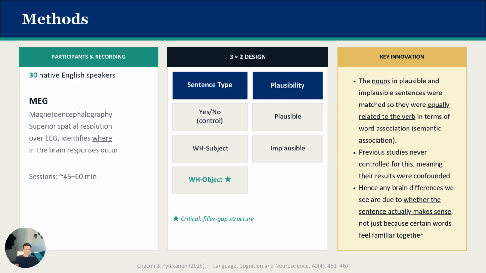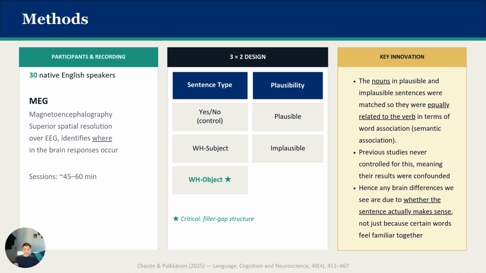For this study, there were 30 native English speakers. In the study, they used MEG, which basically records magnetic neural activity, magnetic waves from your brain. It has very good spatial resolution, so it knows where exactly the response is originating from in the brain.